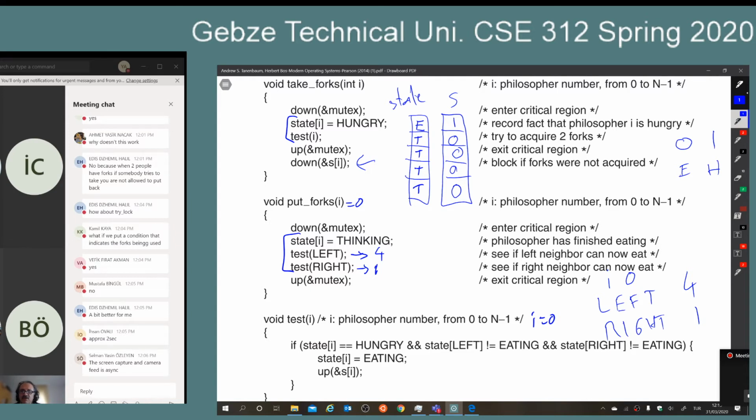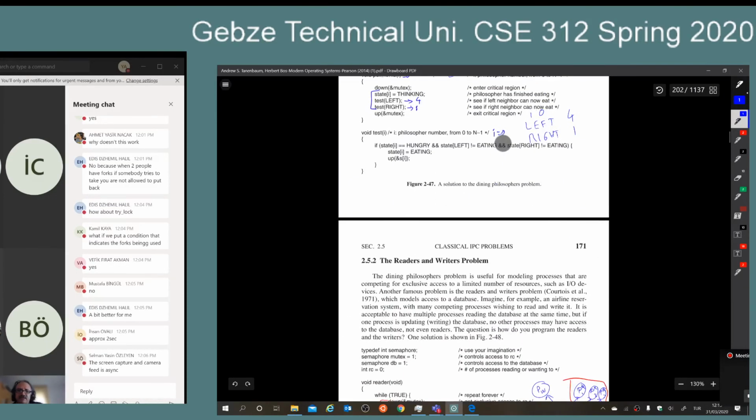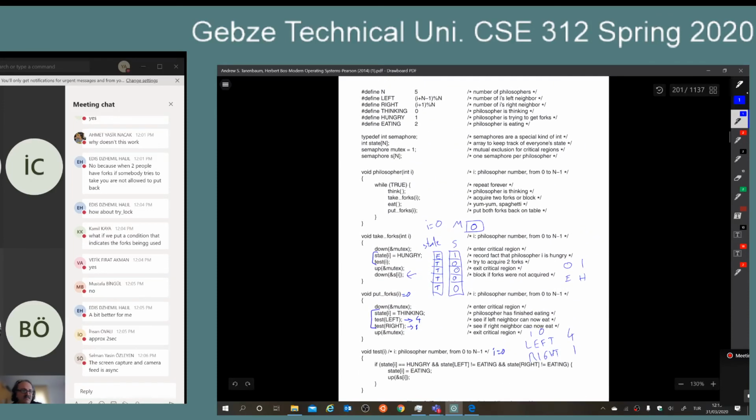So the only case where put forks might block is this line, and then the critical region. Take forks can block in 2 cases, here and there. Okay, so that's the whole program, in a single page, and that's the solution. This can be generalized to any number of philosophers: 5, 6, 7, 10, 100,000, doesn't matter, and it should work. Okay, any questions so far?